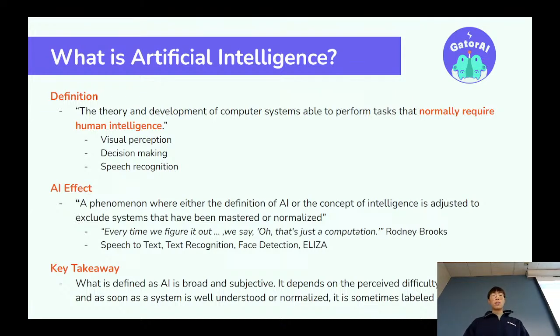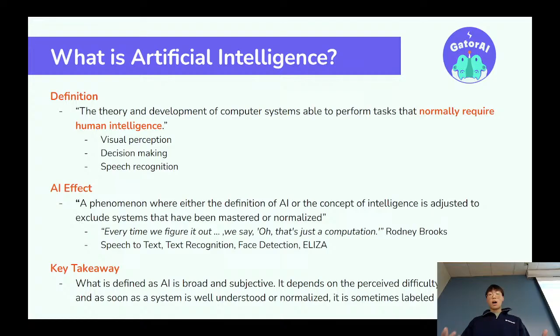And so there's a quote here: every time we figure out, we say, oh, that's just computation. It's no longer considered to be AI. So I want you to think about this and what people consider to be AI, especially in the news. A lot of things are considered to be AI, but I want you to really look into it and see if you would classify it yourself as AI, right?